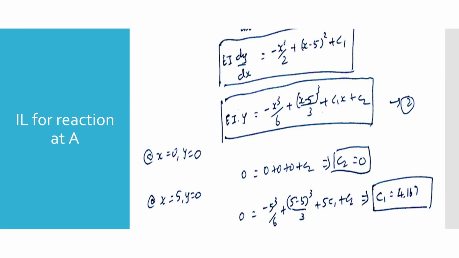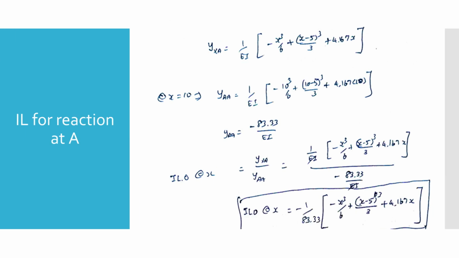To determine our constants, we evaluate the rigid boundary conditions at the real physical supports. Since support C is unyielding, deflection is 0 at x equals 0, proving that constant C2 equals 0. At intermediate support B, deflection is also 0 at x equals 5, giving us a value of 4.167 for constant C1. To find the total deflection at support A, we evaluate our equation at x equals 10, resulting in -83.33 over EI. Dividing our generalized deflection equation by this total displacement yields our final clean influence line formula for Ra.